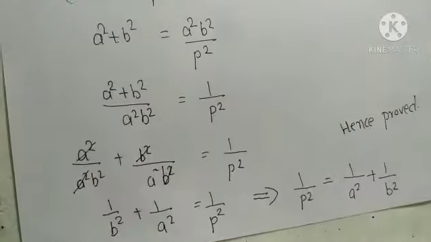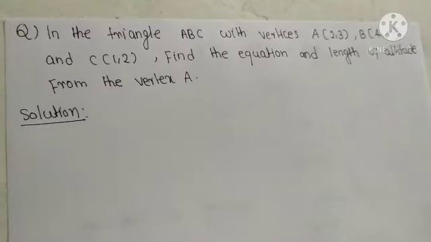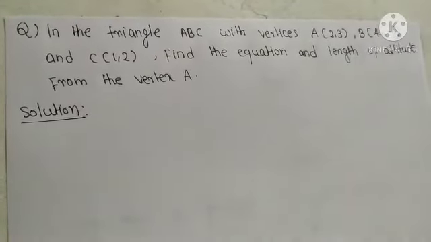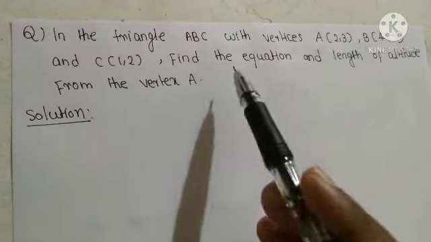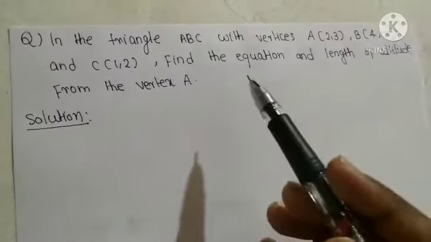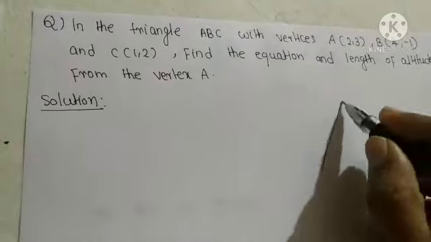I hope you understood this question. This is our next question. In the triangle ABC with the vertices A (2, 3), B (4, -1) and C (1, 2), find the equation and length of altitude from the vertex A. So first of all, I am going to draw the triangle.